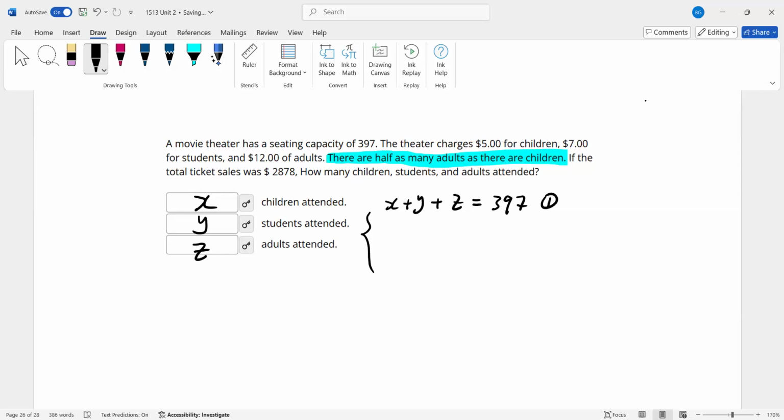Equation 2, and I need help with this one. There are half as many adults as there are children. Adults is z.